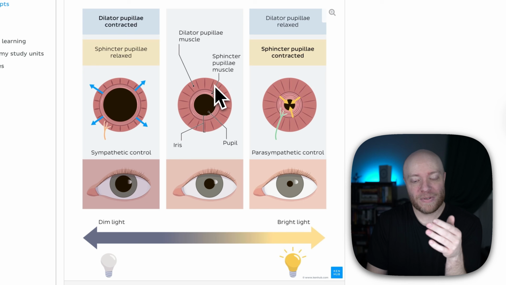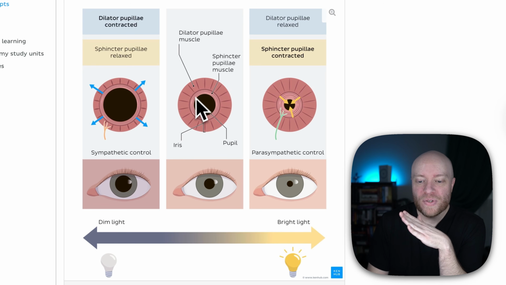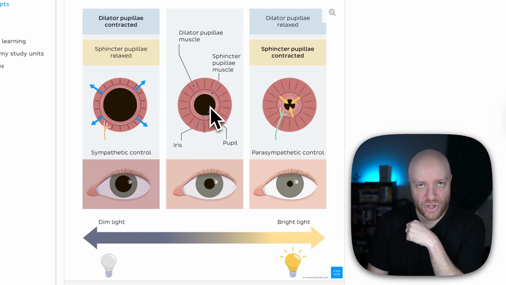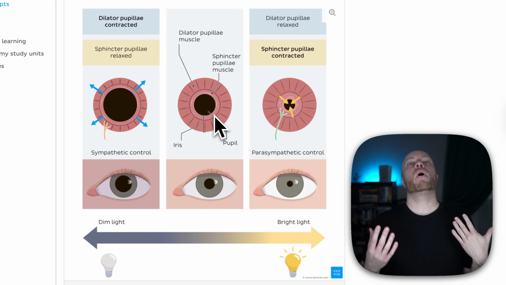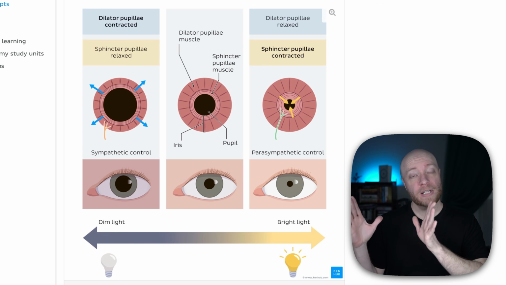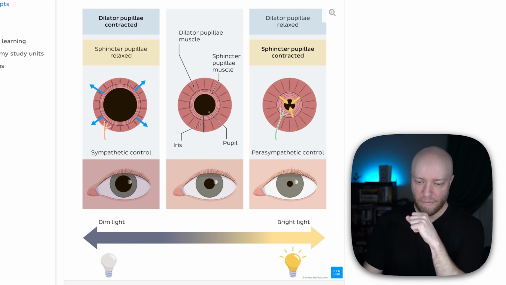This is muscle tissue, right? So then surrounding it, you can see this circular shape. That is the sphincter pupillae. So the dilator pupillae is this one over here that looks like the pineapple. And then the sphincter pupillae is the one that's in the circular shape that is surrounding the pupil. But all of this is part of the iris. More specifically, it's part of the stroma of the iris.